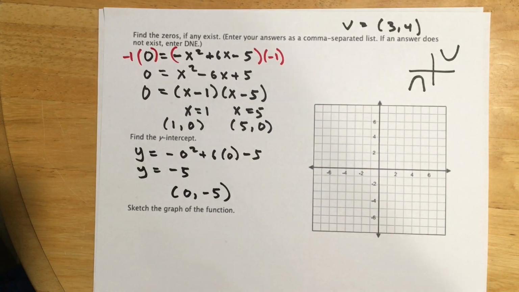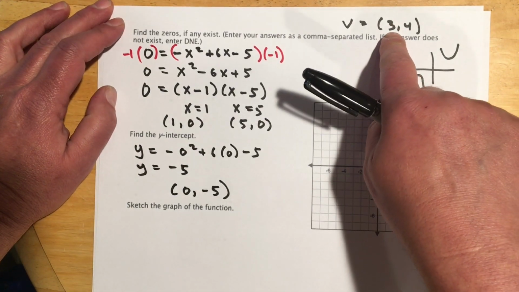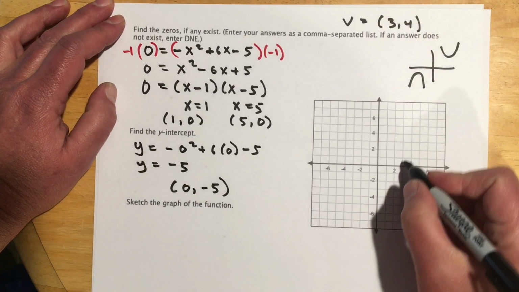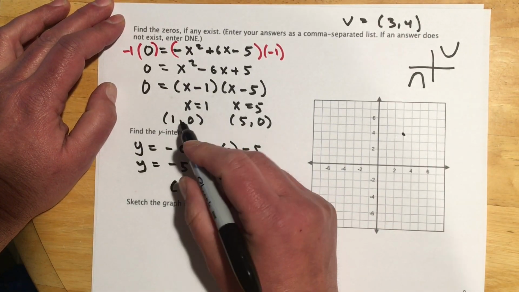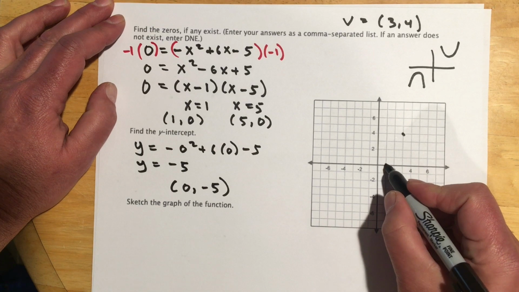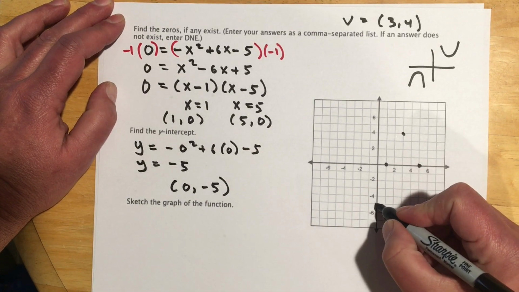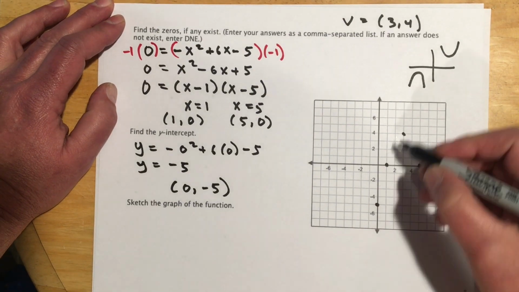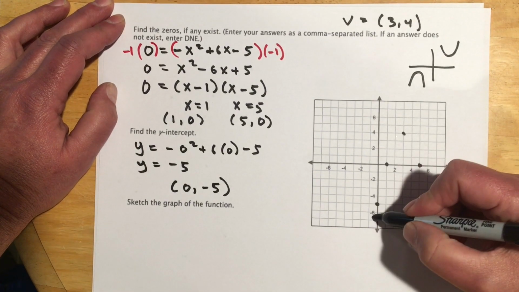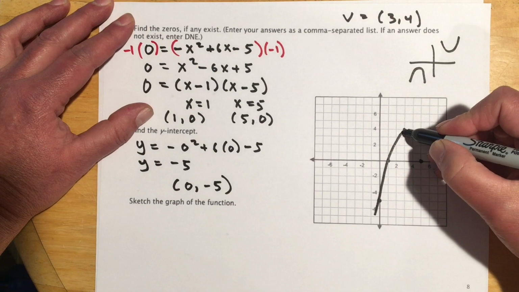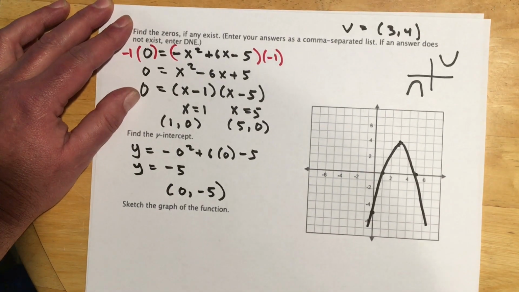And now we're supposed to sketch this graph. So from the last page, we had a vertex at 3, 4. So x is 3, y is 4. We have x-intercepts at 1, 0, and 5, 0. And we have a y-intercept down here at negative 5. And so you can kind of see that's making a nice parabola. And we'll just connect that with a smooth curve. And that'd be our graph.